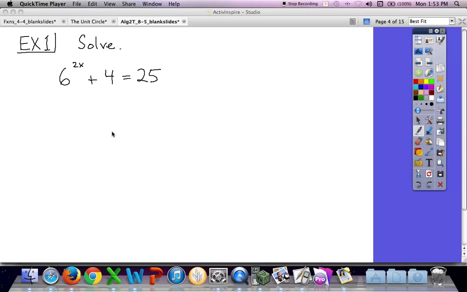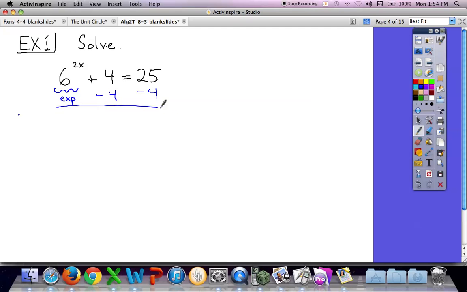To solve this exponential equation, what was the first step? Isolate. In this case, the exponential is this. That's the exponential that has to be isolated. So what's with it on that side of the equal sign that we need to get rid of? The 4. So we would subtract 4 from both sides. So now we've got 6 to the 2x equals 21.